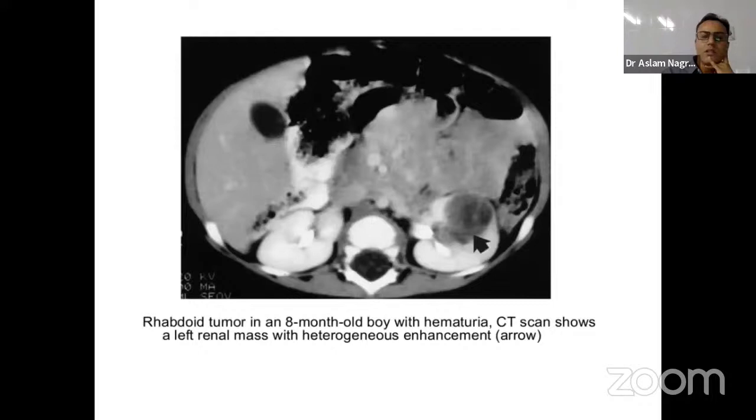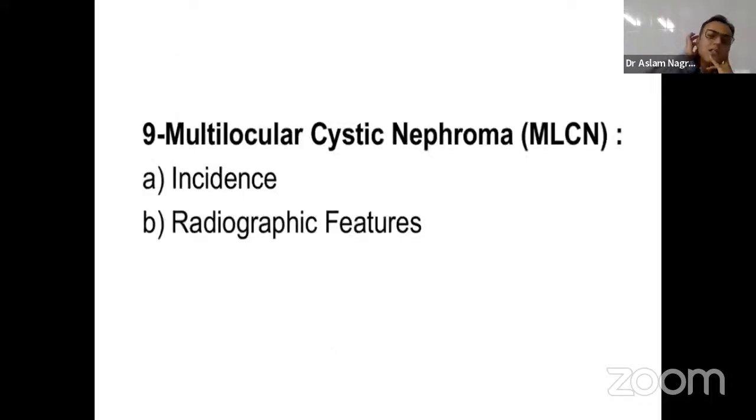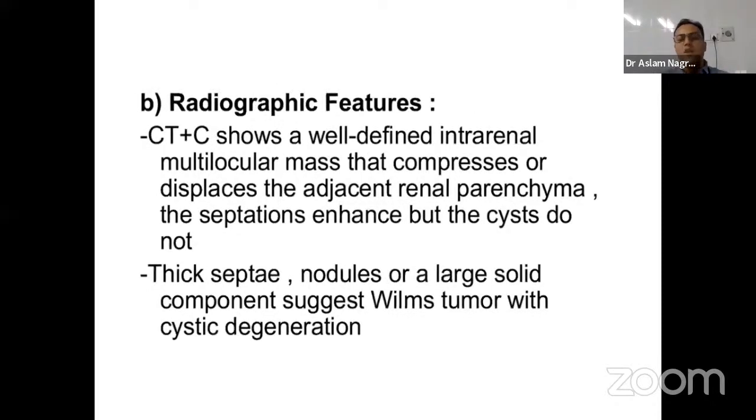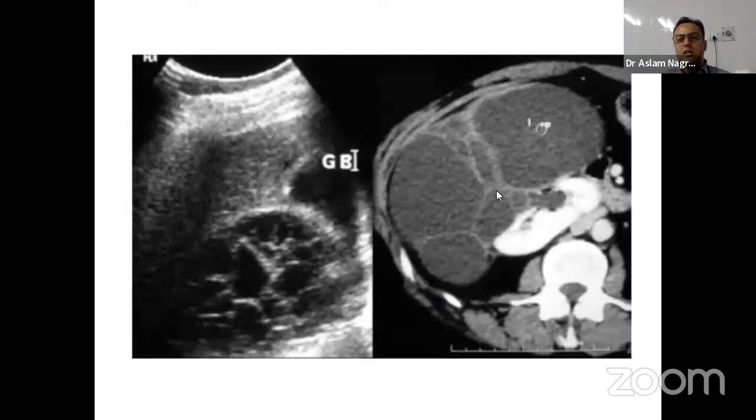Then there's a multilocular cystic nephroma. It's a congenital renal lesion characterized by large cystic spaces, greater than 10 centimeters. It happens in the pediatric age group, in children aged 2 months to 4 years with a 75% male predilection. It also happens in adults over 40 years of age, where it has a female predilection. On contrast CT, it shows a well-defined intrarenal multilocular mass that compresses or displaces adjacent renal parenchyma. Septations enhance, but cysts do not. These are the septations which are enhancing.